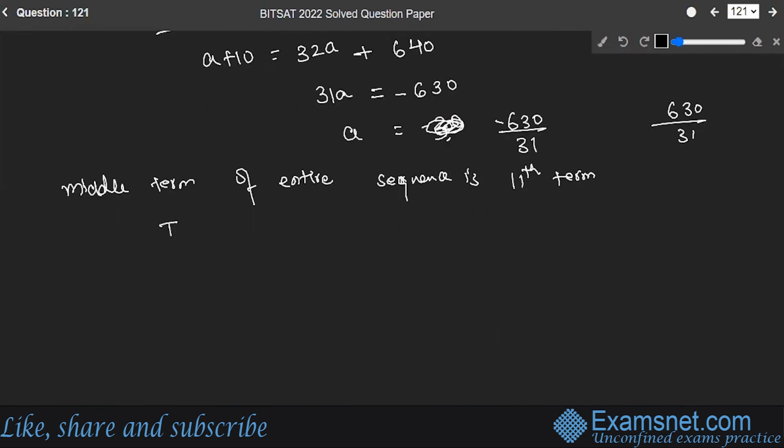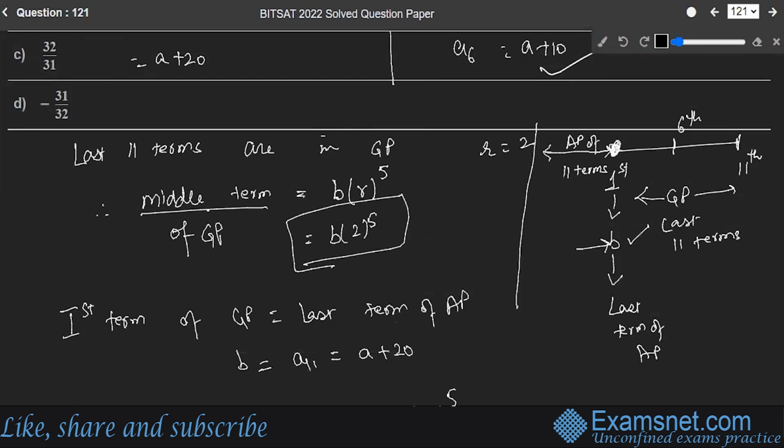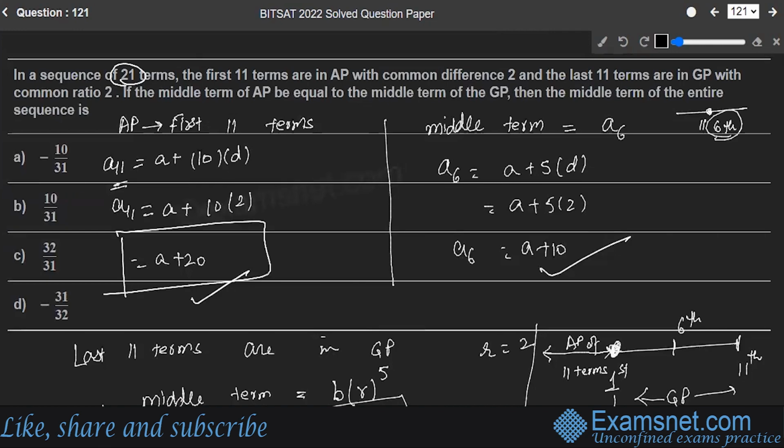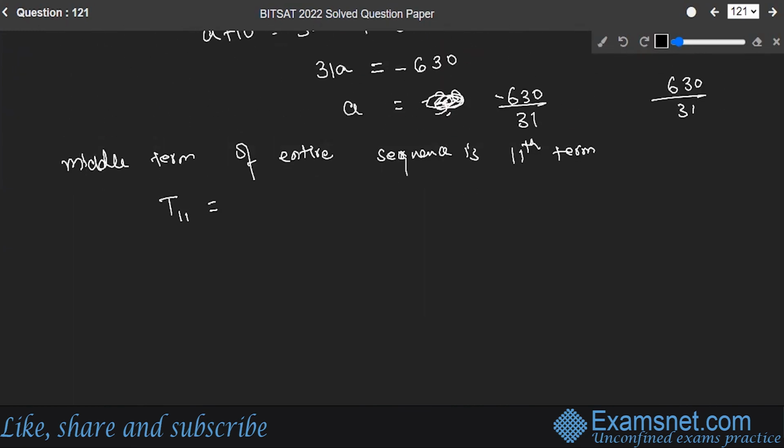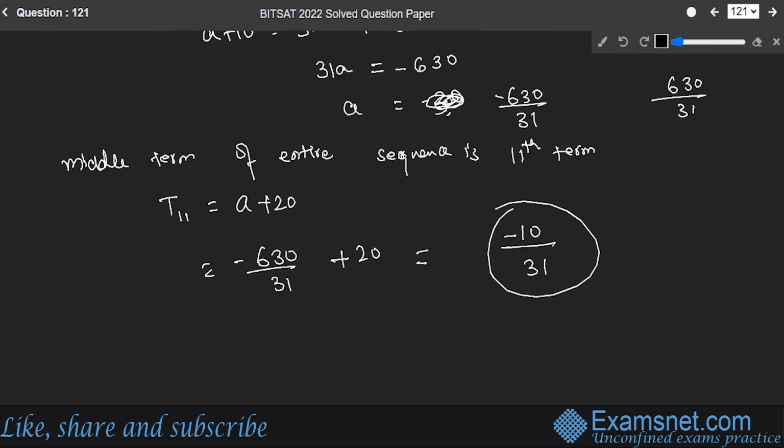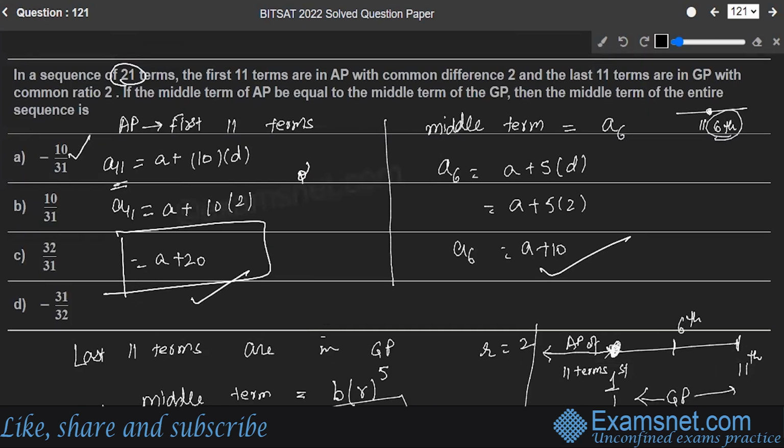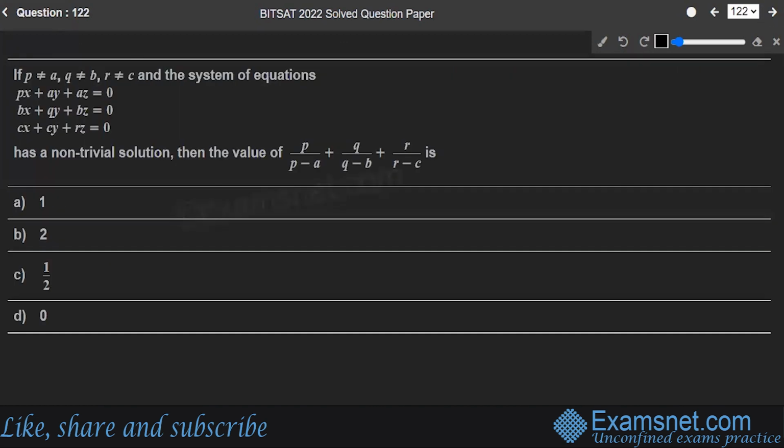So the 11th term, that is T11, was equal to this B only, which was equal to A plus 20, right? And A came out to be minus 630 upon 31, plus 20, which on solving will give you minus 10 upon 31. Okay, so this is the answer to the question, minus 10 upon 31. I have option A as the right answer. Hope you understood that. Let's move to the next question.